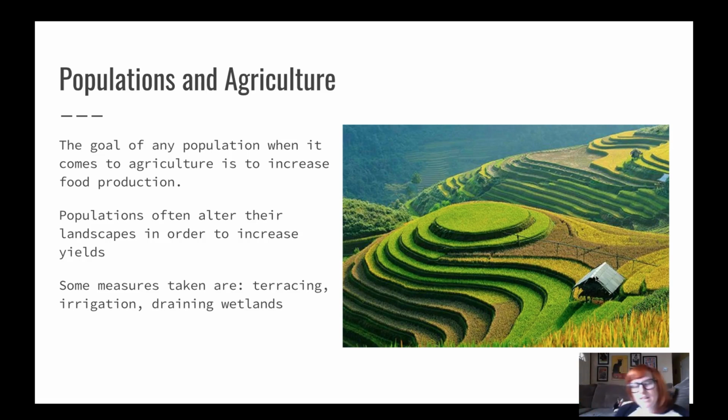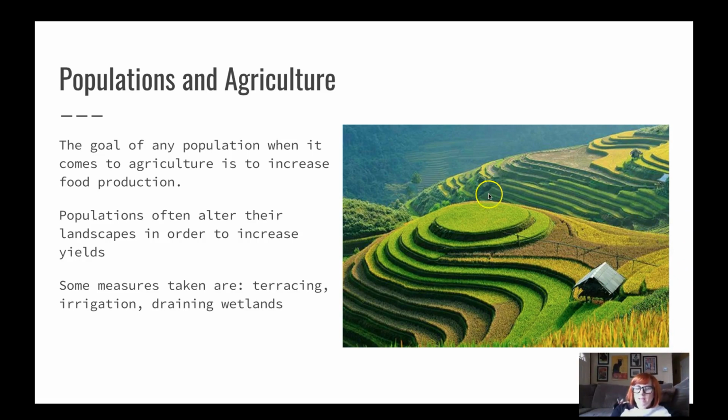All right, so populations alter the landscape in farming. And that's what we're really concerned about in this class. How do people alter their environment, and how does the environment shape the way people live their lives? That's the theme of our entire class. So here are some examples of how people will alter their environment in order to produce more healthy agriculture. One thing would be terracing, which is the picture that I have here for you.